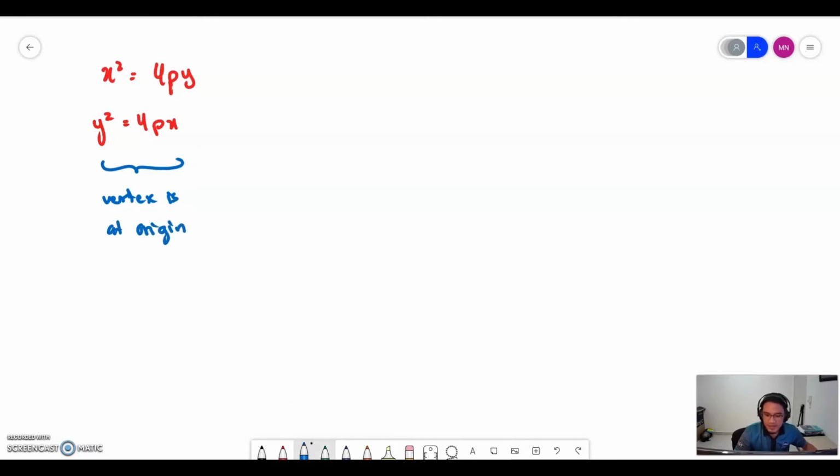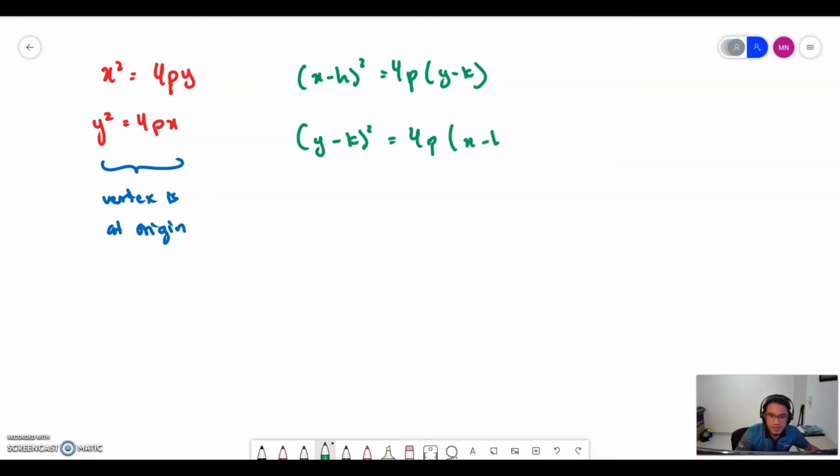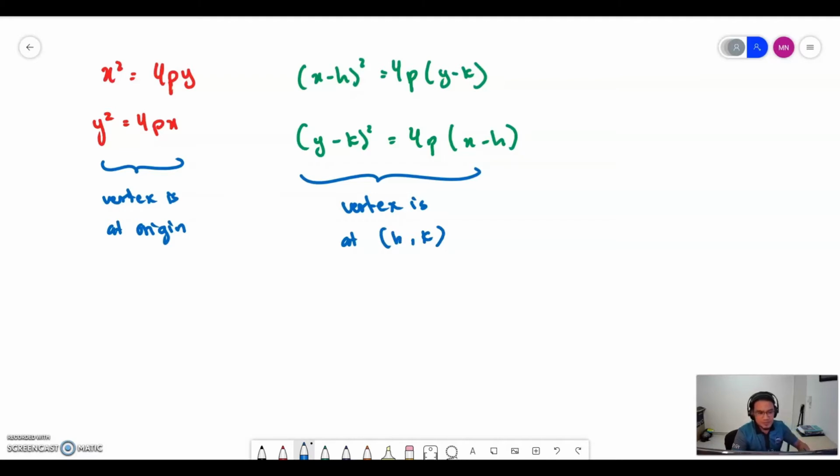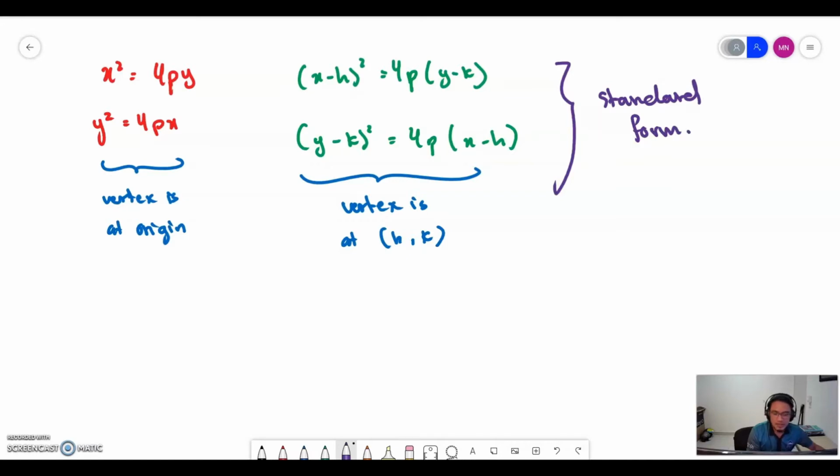Next, we also have the equation for a parabola where (x minus h) squared equals 4p(y minus k), or (y minus k) squared equals 4p(x minus h). This one is for a parabola where the vertex is at (h, k). An equation of a parabola in this kind of form is called the standard form.